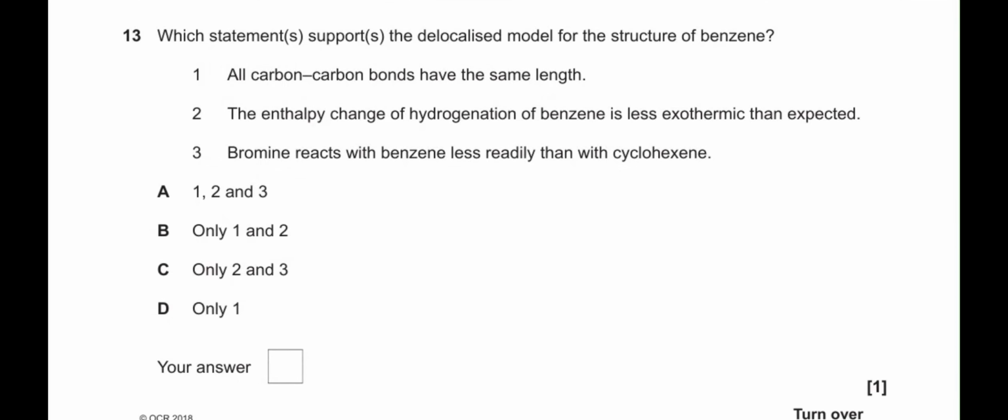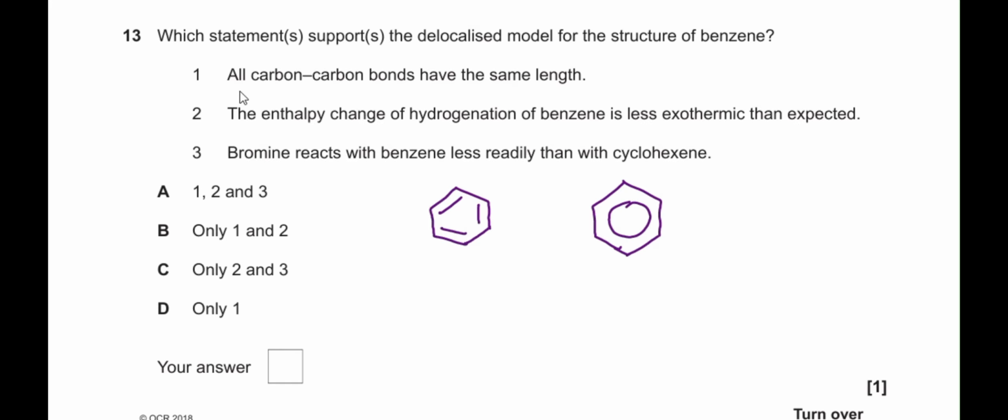Question 13. Which statement supports the delocalized model for the structure of benzene? Now, three statements are given there. We will review each statement. But before going there, let's look at this. Before the current delocalized model of benzene, we had the Kekulé structure for benzene, which had 3 double bonds and single bonds alternating with each other. Now we believe that the structure is a delocalized model with a perfect circle inside here.